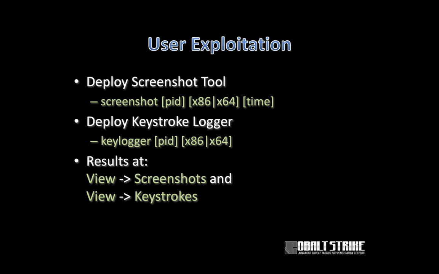To take a screenshot in beacon, use the screenshot tool. You can target a remote process or type screenshot by itself, and beacon will spawn a temporary process and inject the screenshot tool into it. It is the same story for the keystroke logger. Type keylogger by itself and beacon will run it in a temporary process or target it to a specific remote process.